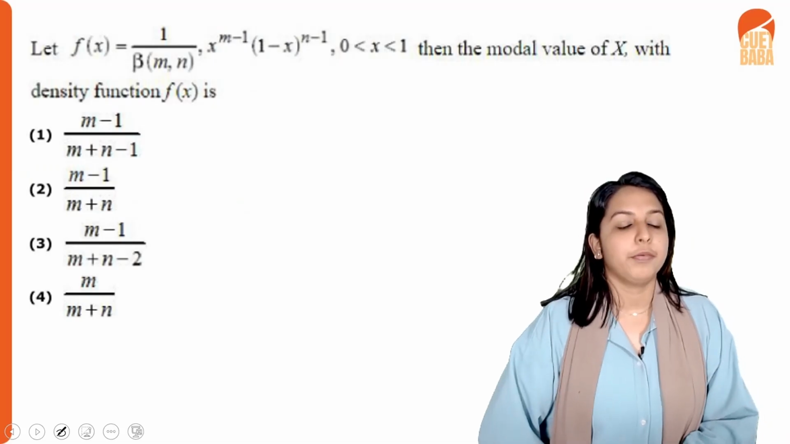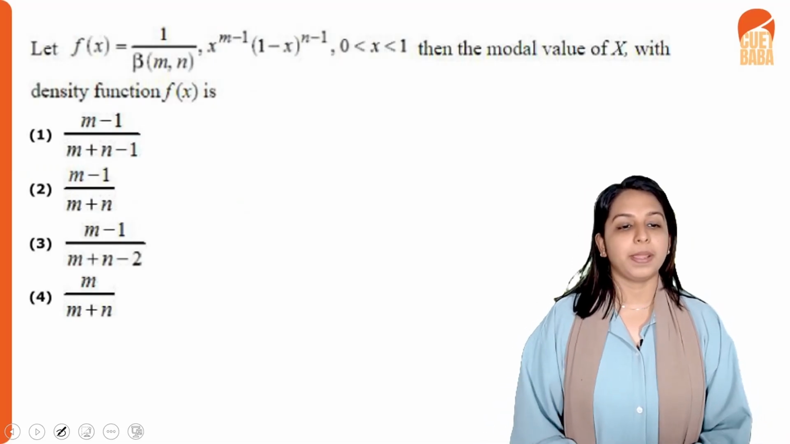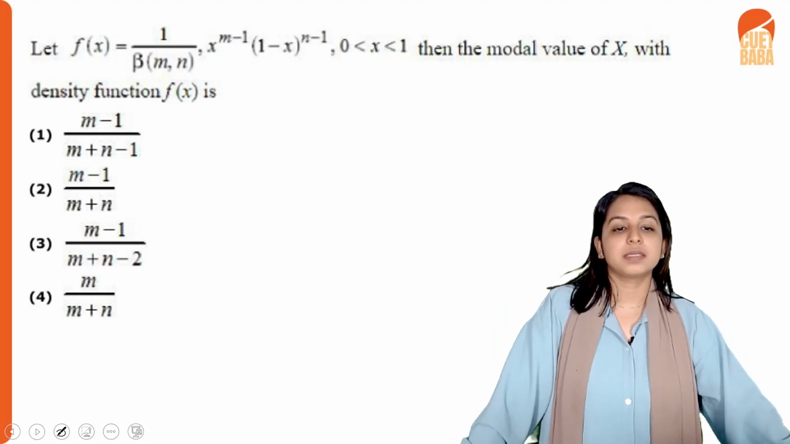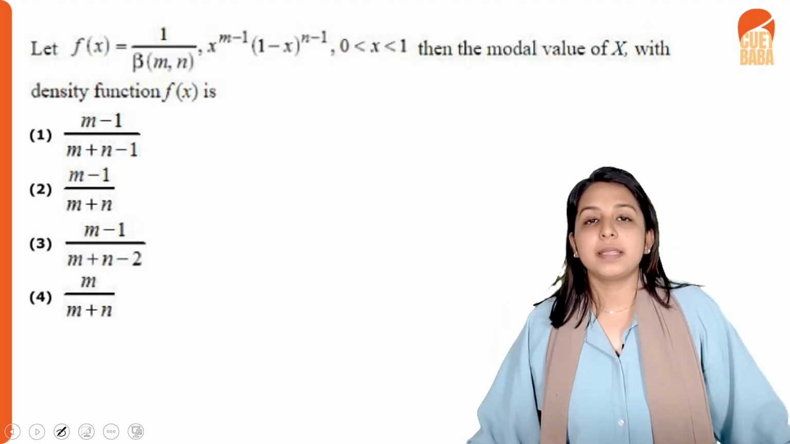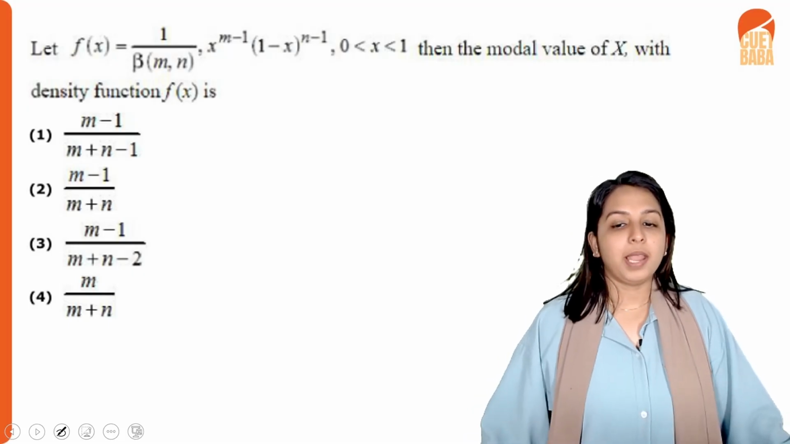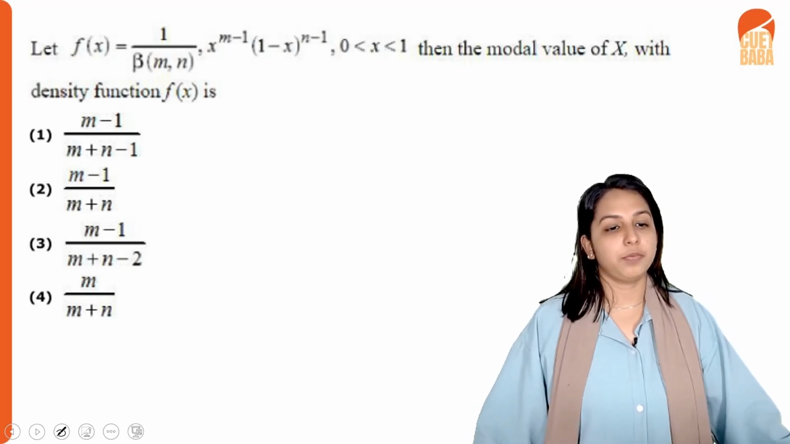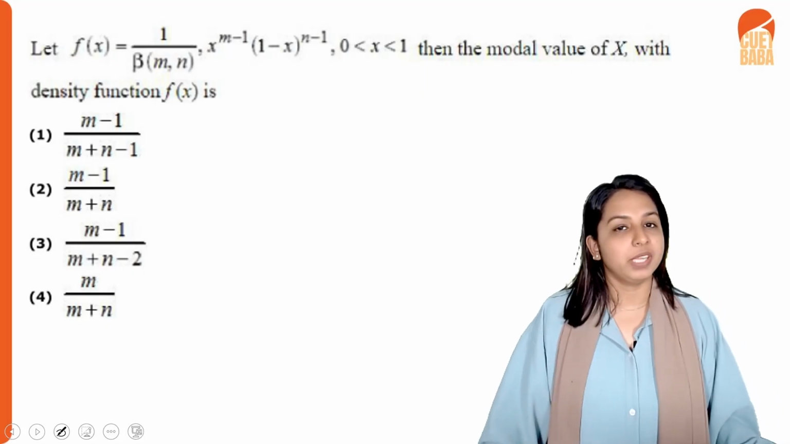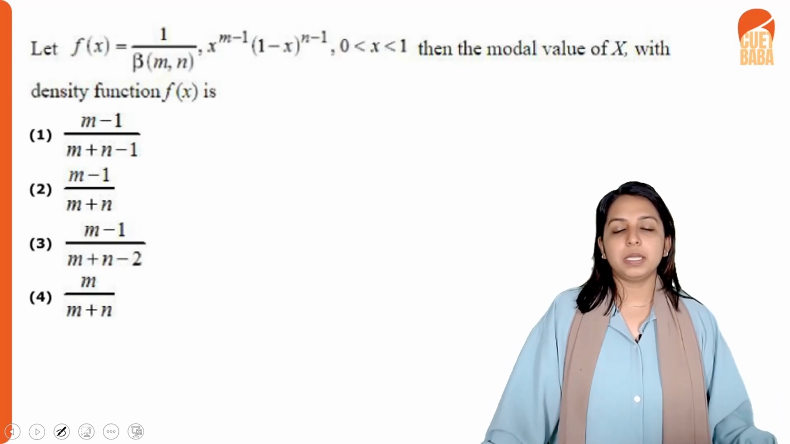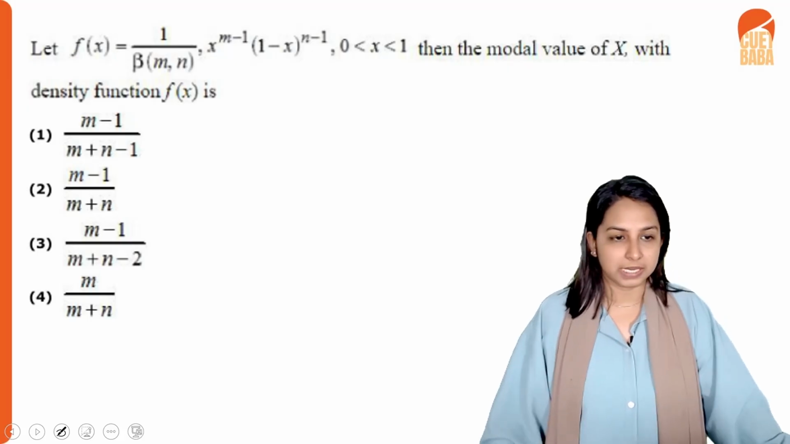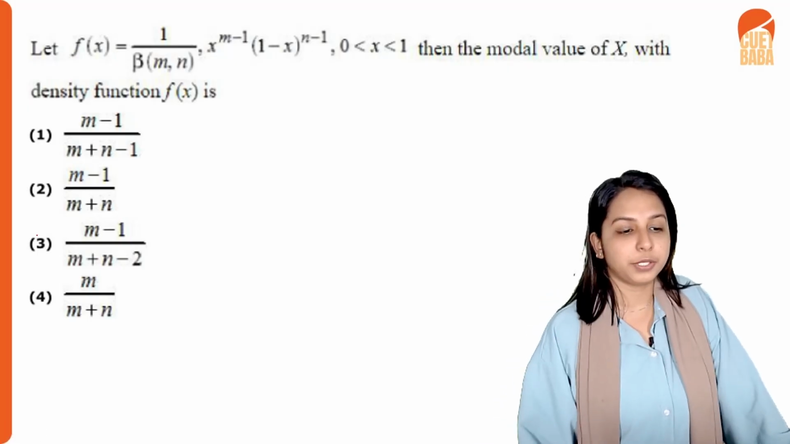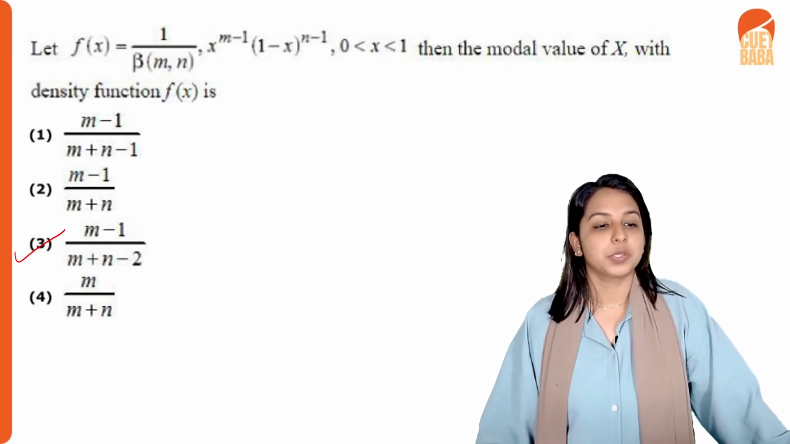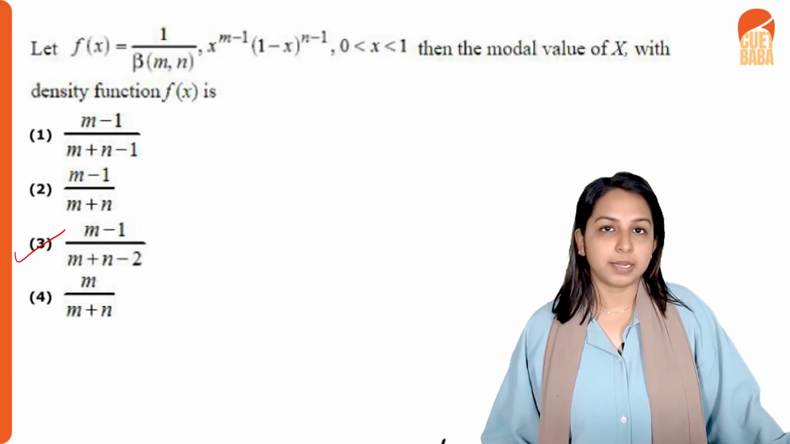Next question. Let f of x be equal to 1 by beta of m, n into x raised to m minus 1, (1 minus x) raised to n minus 1, where x ranges from 0 to 1. Then the modal value of x with the density function f of x is asked. The given question is a beta distribution and we have to find the mode. This is a direct question and we have already learned the equation for the mode as m minus 1 divided by m plus n minus 2. So the third option is the right answer.